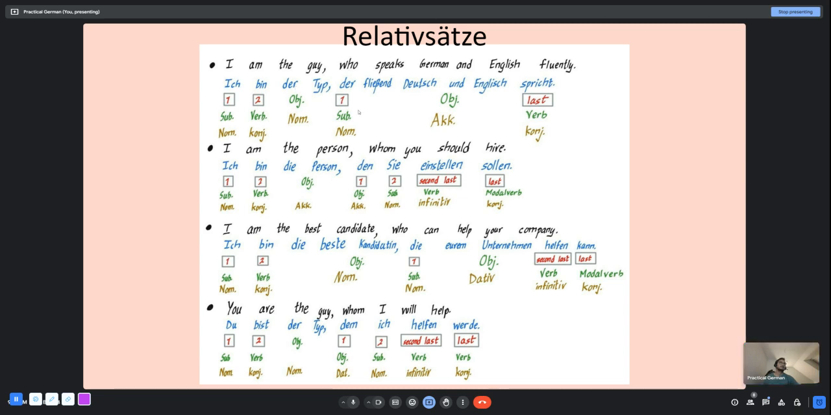Ich bin der Cube. Ja, what is that? Fließend Deutsch und Englisch spricht. Ich bin die Person, den Sie einstellen sollen. Ich bin die beste Kandidatin, die eurem Unternehmen helfen kann. Du bist der Cube, dem ich helfen werde. Yes, so thank you for reading.